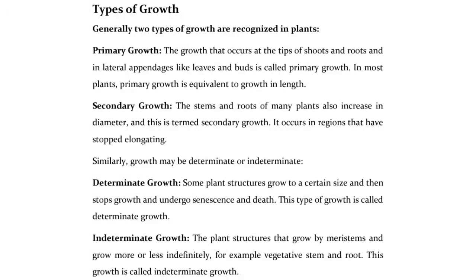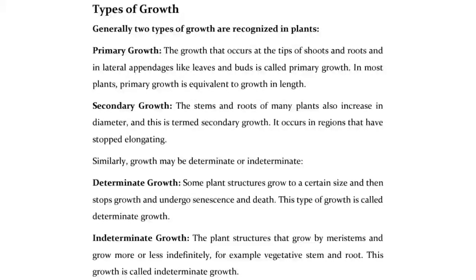Types of growth. Generally, two types of growth are recognized in plants. Primary growth: the growth that occurs at the tips of shoots and roots and in lateral appendages like leaves and buds is called primary growth. In most plants, primary growth is equivalent to growth in length. Secondary growth: the stems and roots of many plants also increase in diameter, and this is termed secondary growth. It occurs in regions that have stopped elongating.